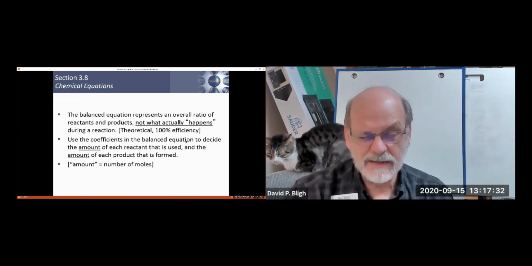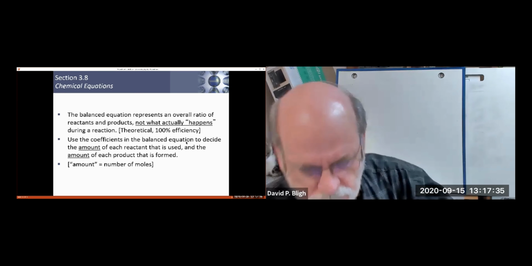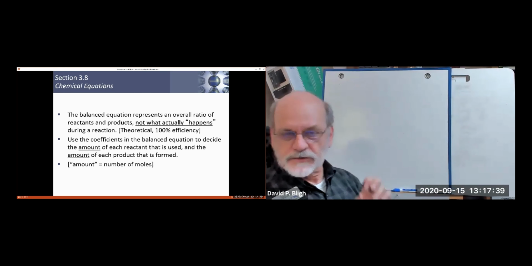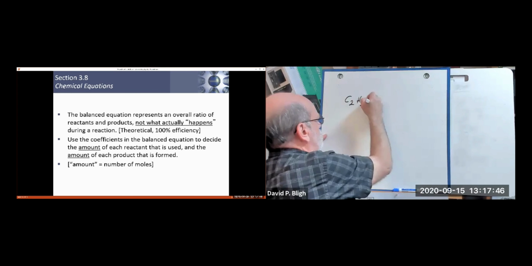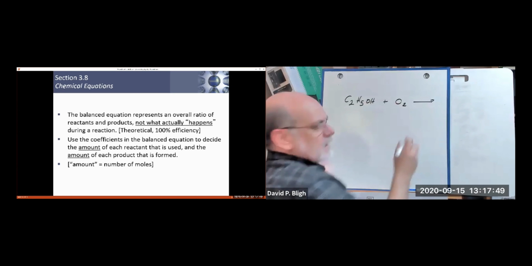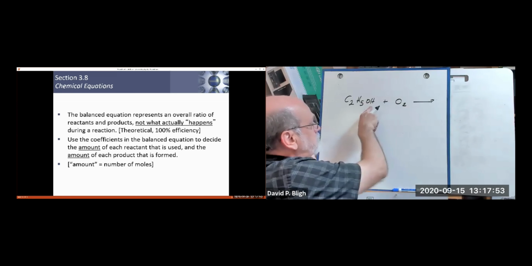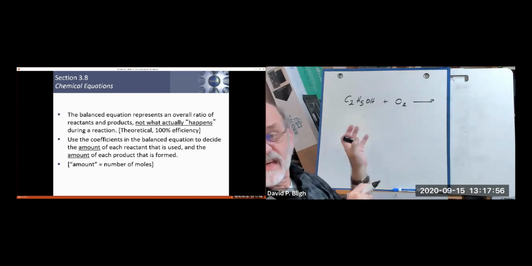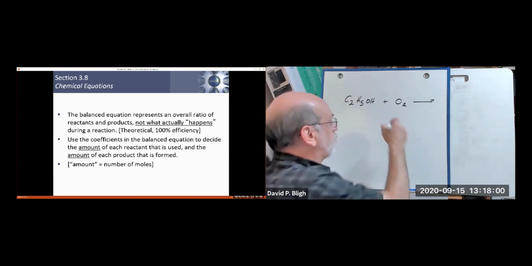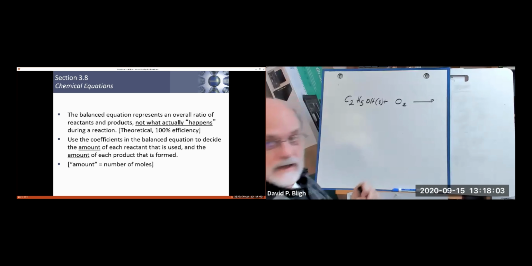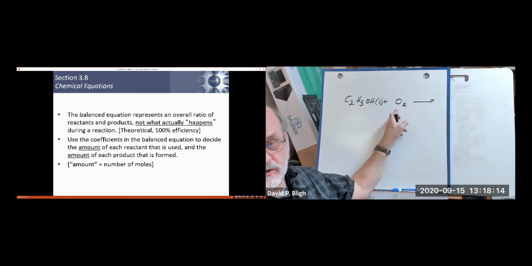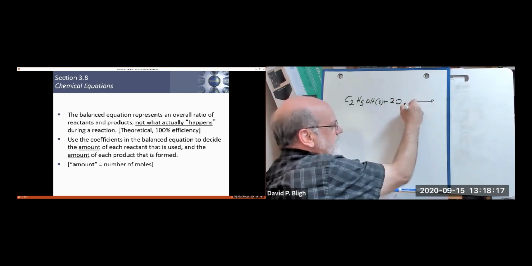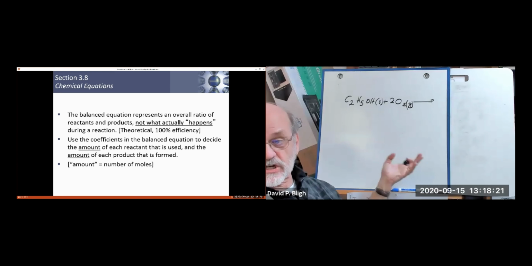Lest I forget to say it later, sometimes the balanced equation, I'll just write the reactant side to make my point, has a parenthetical identifier following each one. In this case, I put a little L next to ethanol. At room temperature and pressure, ethanol is a liquid. That's what L stands for. At room temperature and pressure, oxygen is a gas. So I put in parentheses a G for gas.